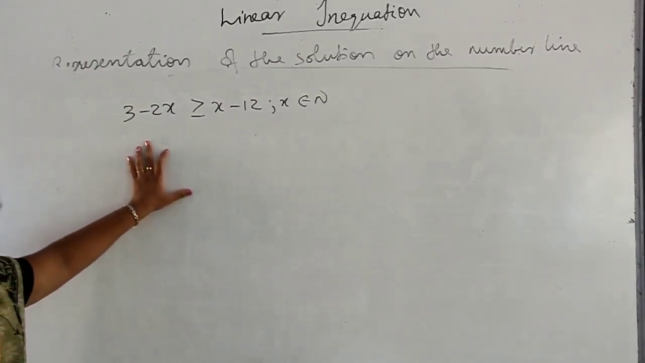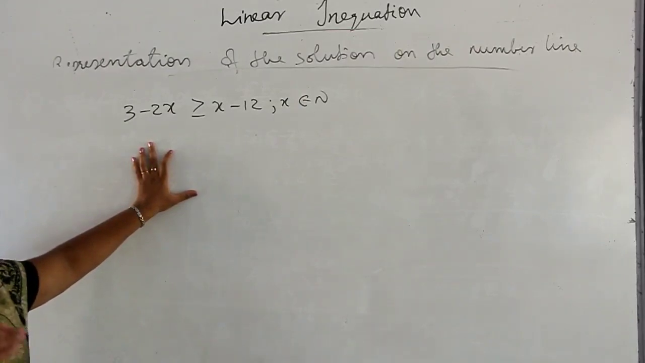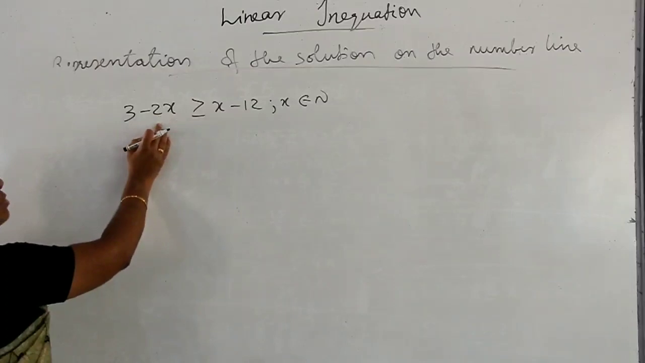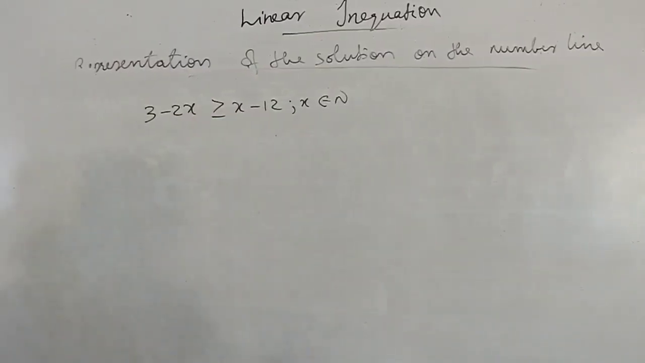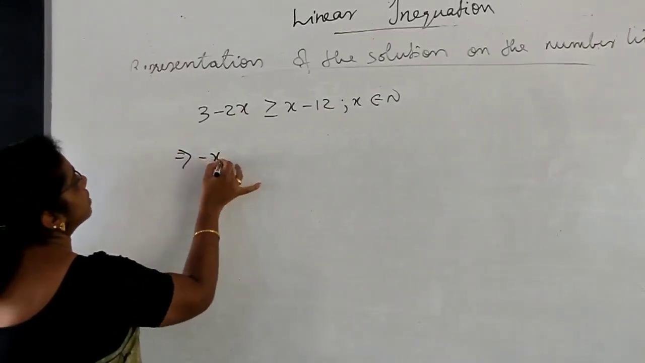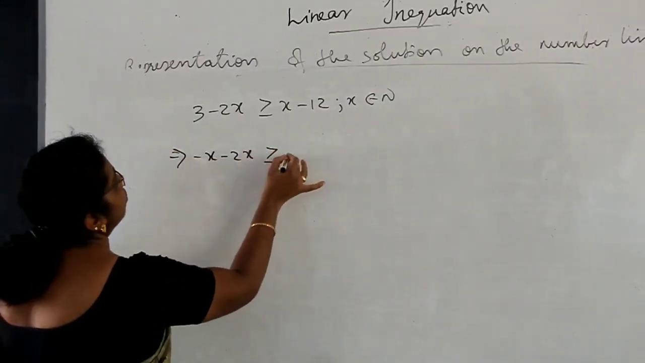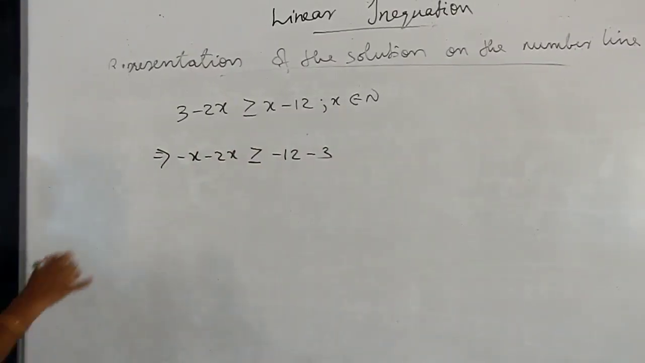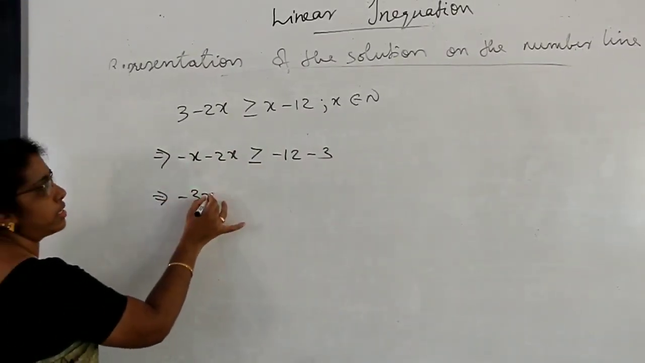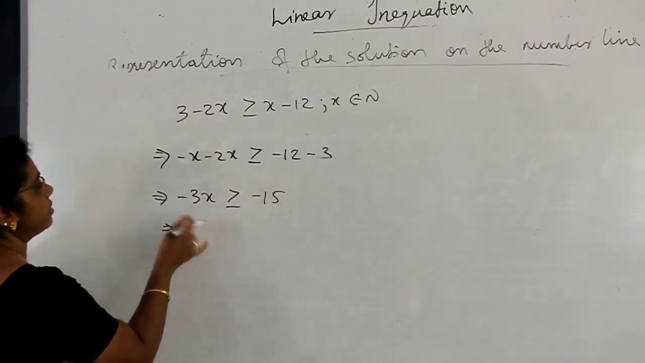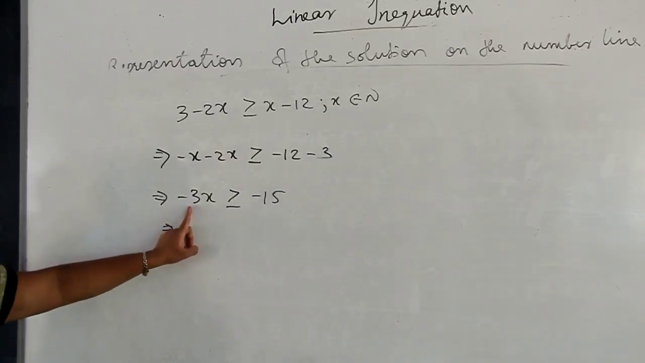First, keep all the variables on one side and all the numbers on the other side. Here minus 2x is on the left side and on the right side is x. I will take this x to the left side. So this becomes minus x minus 2x greater than or equal to minus 12 minus 3. Then this becomes minus 3x greater than or equal to minus 15. And here you see, what is the coefficient of x? Coefficient of x is minus 3.